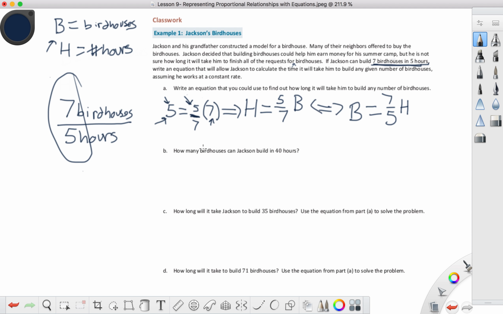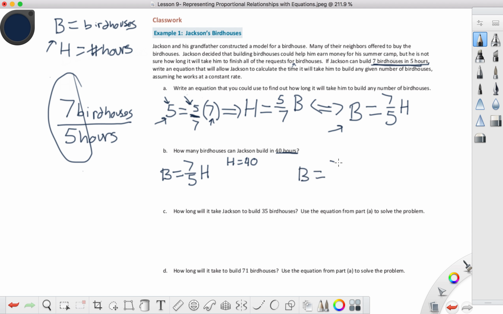B, how many birdhouses can Jackson build in 40 hours? How many birdhouses can Jackson build in 40 hours? So what we want to do is pick one of our equations. I'm going to pick this one because then I can just do some straight up math. So the number of birdhouses is going to equal 7/5 the hours. I know that 40 hours is what I'm going to plug in for H. So in this situation, H is equal to 40, and we know this from the problem. I'm then going to plug it in.